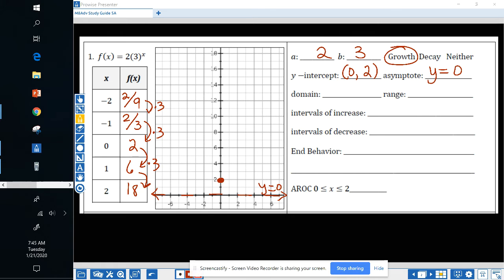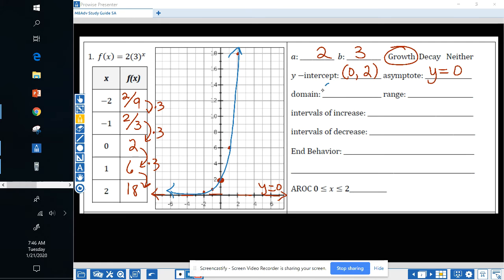So now let's plot these, and we have -2, 2/9ths, and then we have -1, 2/3, 0, 2, and then at x is 1, y is 6, and at x is 2, we have 18, and our exponential growth. And now we can finish out our key features.